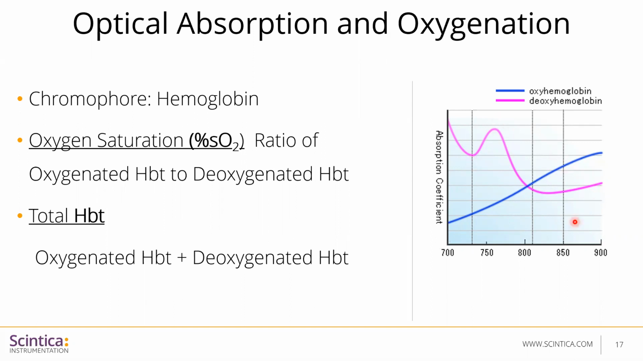In case of deoxyhemoglobin, the maximum absorption coefficient is at a wavelength of 750 nanometers, whereas for oxyhemoglobin, the maximum absorption coefficient is at 850 nanometers. When we take the ratio of oxygenated hemoglobin to deoxygenated hemoglobin, we can get the value of oxygen saturation. We can also figure out total hemoglobin in our tissue by looking at oxygenated hemoglobin plus deoxygenated hemoglobin.